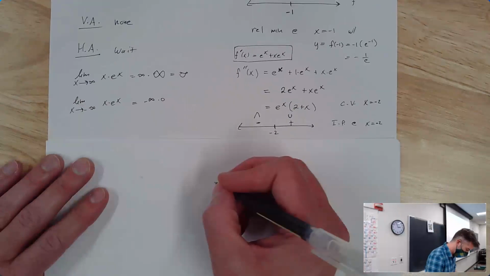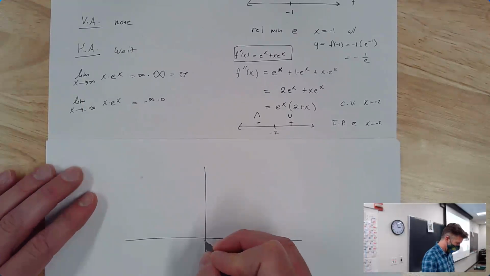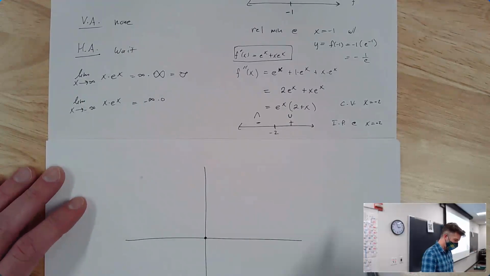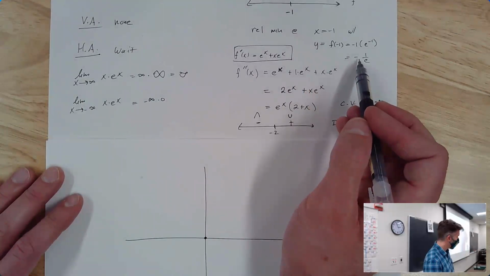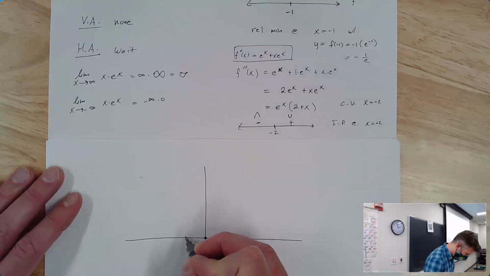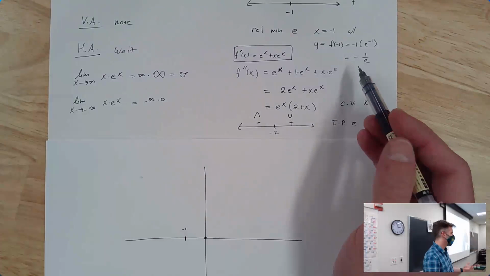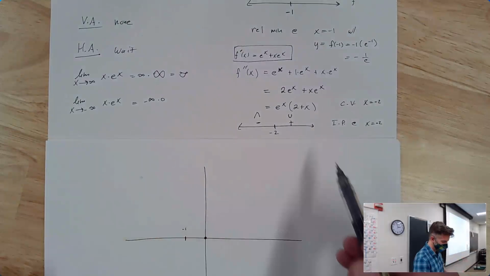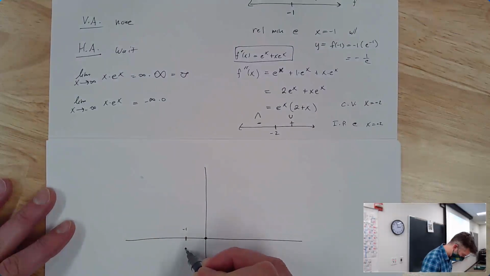So here's what I've got. I've got my intercept at 0, 0. I have a relative minimum at -1, comma, -1 over e. 1 over e comes up often enough that I've looked at it so many times, I know it's about 0.3. So I've got about -0.3, so, right, maybe like down there-ish.